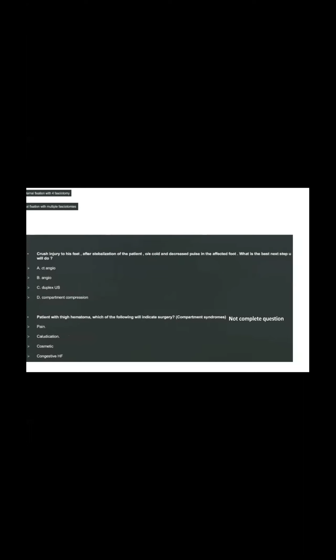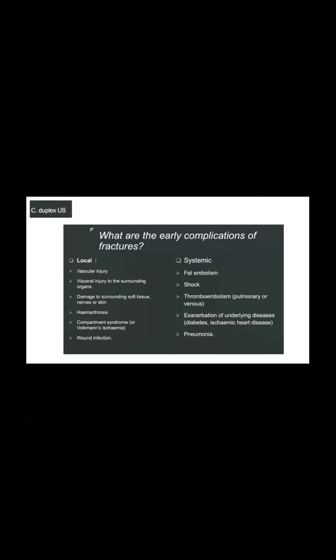So what are the early complications of the fracture? Just we have to remember them shortly. It's not so much an exam question, but in exams they ask about fat embolism. If any fracture occurs, systemic fat embolism is very common. One point we have to remember is eosinophilia, which goes towards fat embolism. Thromboembolism, exacerbation of underlying disease, diabetes, ischemia. These are the complications of the fracture. Locally, it could be nerve damage, hemarthrosis, compartment syndrome, bone infection.